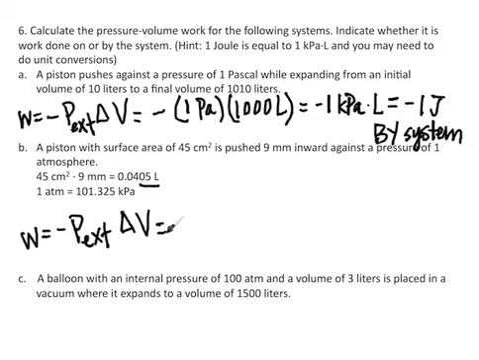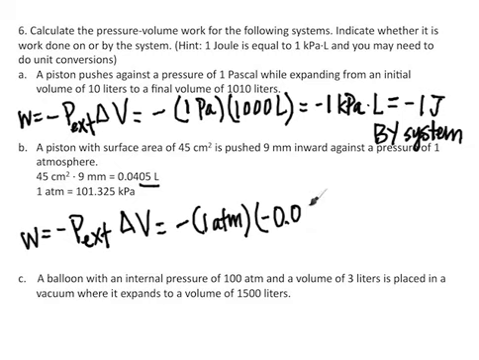So pushed inward, is that going to mean on the system or by the system? It's going to mean on the system, right? So here we're going to have, again, negative. The P external is 1 atmosphere. And then here the volume change is going to be negative, right? Because the volume of the system decreased by that amount.